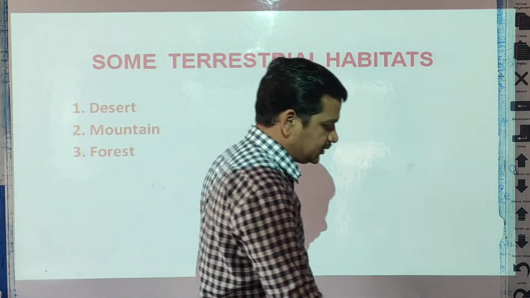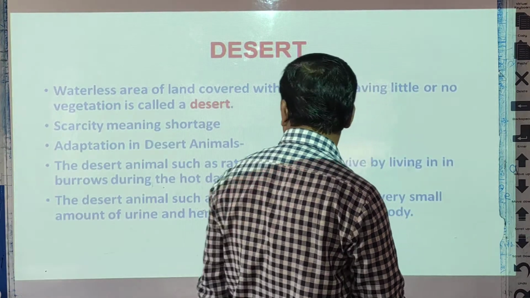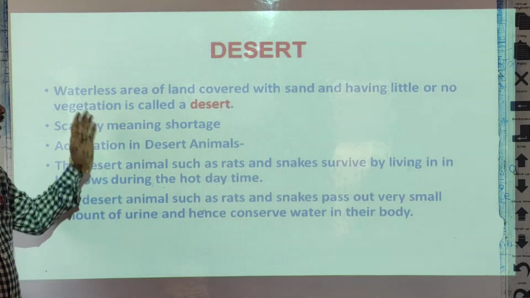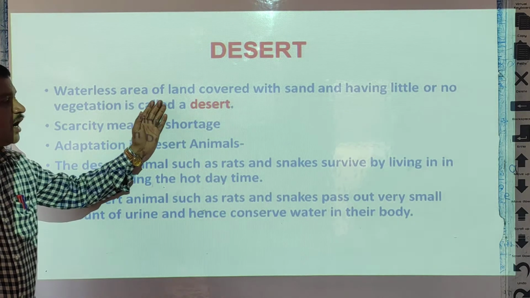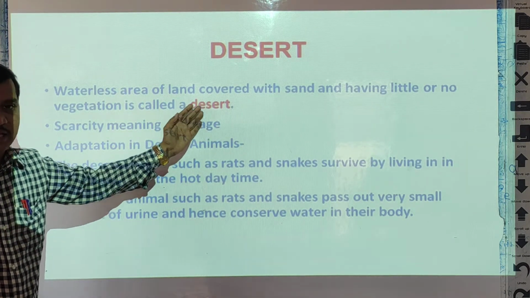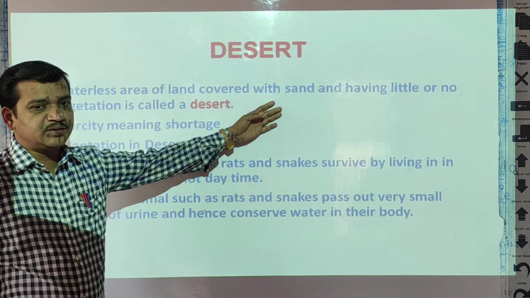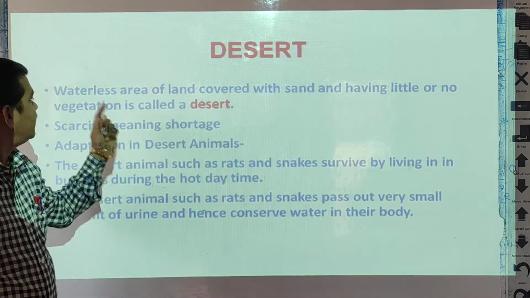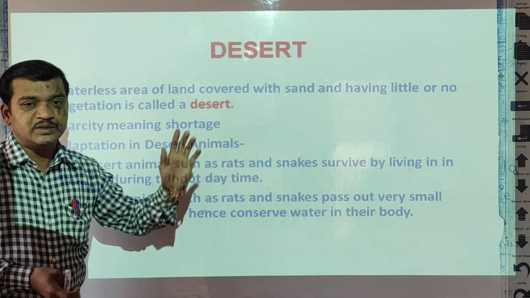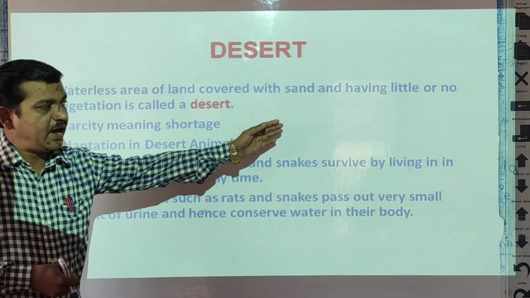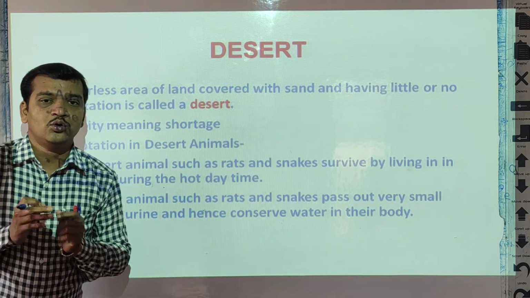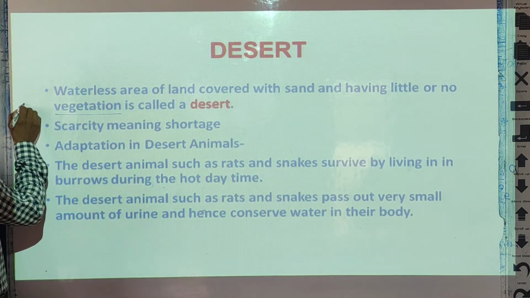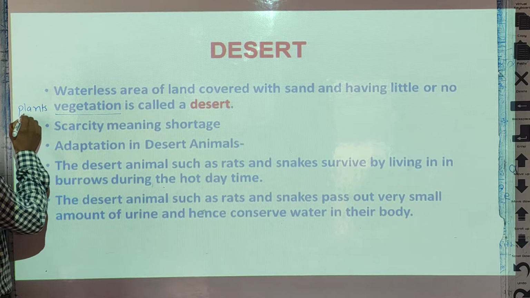So first habitat, that is desert habitat. So what is desert, students? Actually the desert means waterless area of land covered with sand and having little or no vegetation. Now vegetation means what here, students? Vegetation means you can consider plants. Okay.